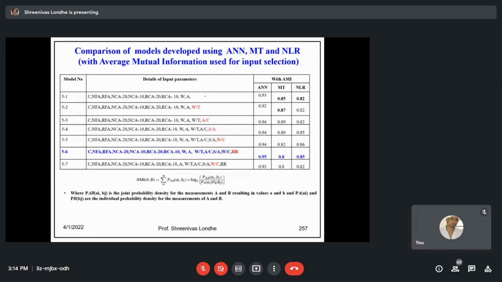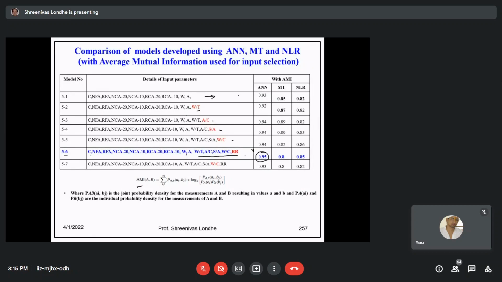What I did here was, this is my first model which I explained earlier. According to the AMI, that is average mutual information, that is the largest nonlinear relationship between a non-dimensional parameter and the output, that is 28 days strength of concrete. I added non-dimensional parameters one by one in the respective models. And I have a model 5-6 in which, with all the traditional input parameters, all the non-dimensional parameters were also added. And I could get a performance of 0.95 of R, that is correlation R.